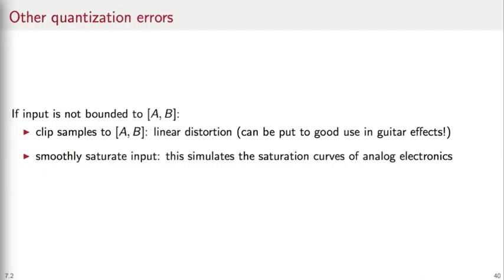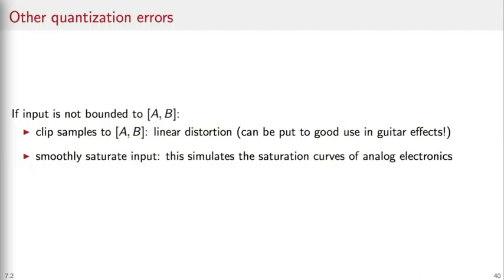So what happens if, as it's very likely to happen in real life, the input is not bounded to a known interval [A, B]? Well, we have two choices. The first one is to clip samples. So if the sample is smaller than A, we set it to A, and if it's greater than B, we set it to B. In this case, we introduce nonlinear distortion in the signal, and this is really the principle behind distortion boxes for guitars. So, interesting, but not necessarily what we want to hear all the time.